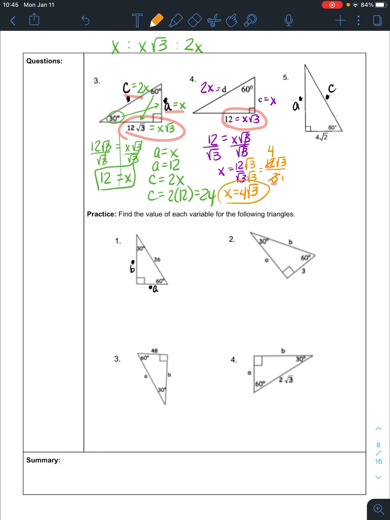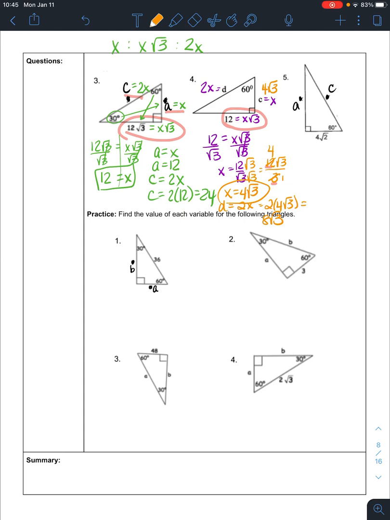Now that we know what x is, we can say d is equal to 2 times x, or 2 times 4 root 3, which is 8 root 3. And c is equal to x, so c is equal to 4 root 3.